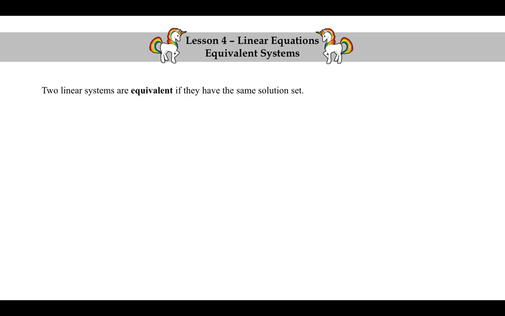Equivalent systems. Two linear systems are equivalent if they have the same solution set. Let's look at some examples.